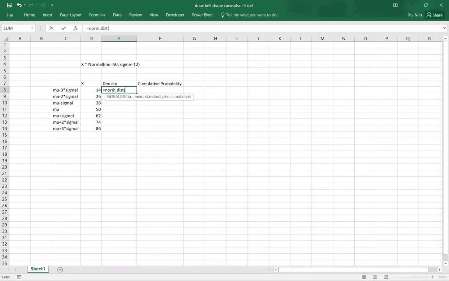Remember, we need to enter the x value, which in this particular case is mu minus 3 sigma, which is 14. And again, our mu is simply 50, and our standard deviation sigma is 12. And since we want to show the density, we would enter false, or you can enter zero. So if I enter this formula, it's going to show us the density. And by the way, the bell-shaped curve is the density.